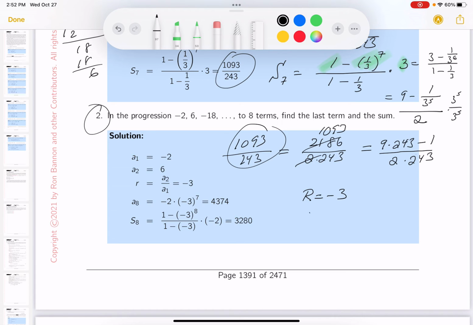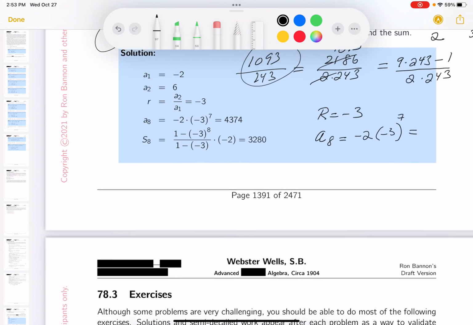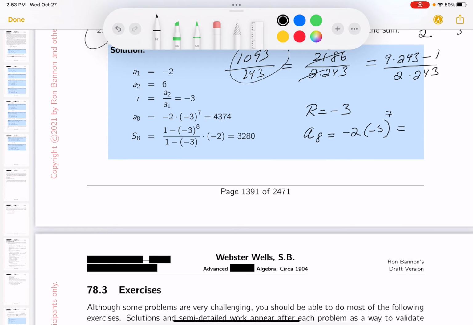So what they want is A8, right? What's A8 going to be? A1. Well, A1 is -2. And then I've got to take that R, -3, and raise it to 8 minus 1, or 7. All right? Wow. It's going to be a positive number. I know that much. All right? And I've got to do -3 to the 7th power.